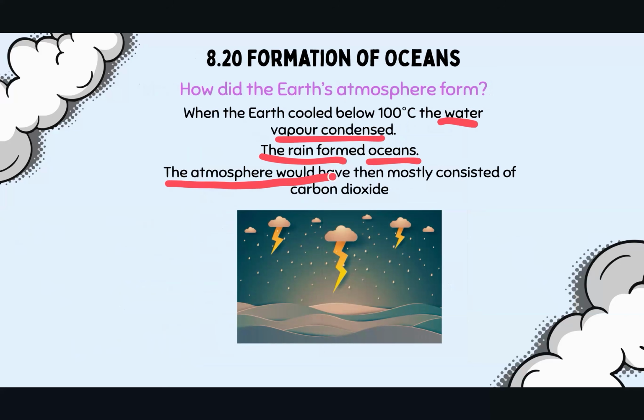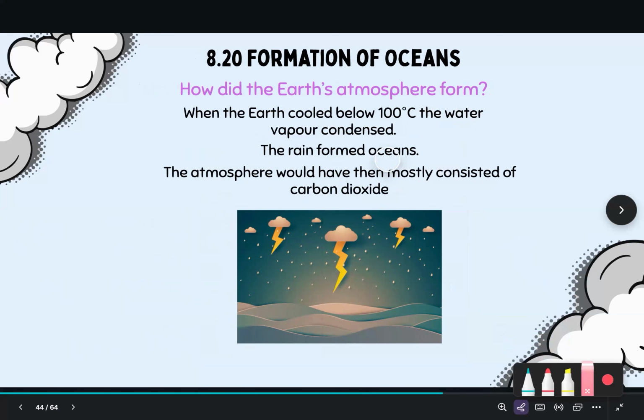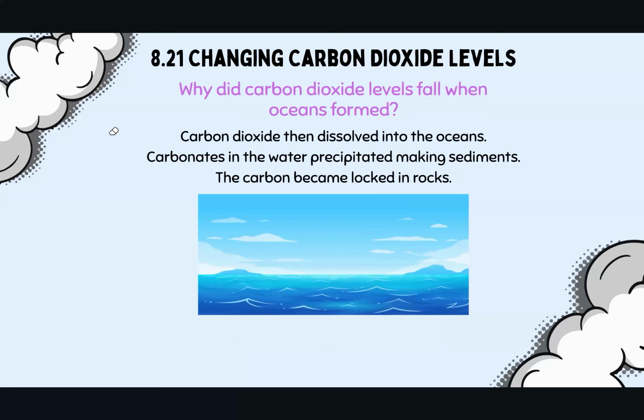The atmosphere would have then mostly consisted of carbon dioxide. So the atmosphere was mainly carbon dioxide. What mainly came out of volcanoes was the water and the carbon dioxide. The water cooled and made the oceans, which have then slowly broken through the rock, and the atmosphere was left with carbon dioxide. Now the carbon dioxide level started to fall because carbon dioxide dissolves into the oceans.